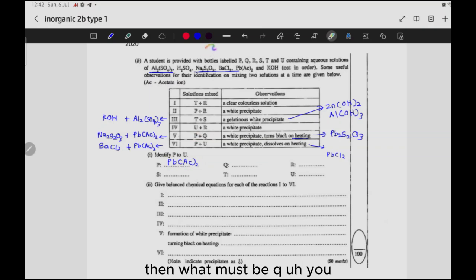Then what must be Q? U must be barium chloride, right? U must be barium chloride. Then what must be Q? Q must be sodium thiosulfate, right? Q must be sodium thiosulfate, right?